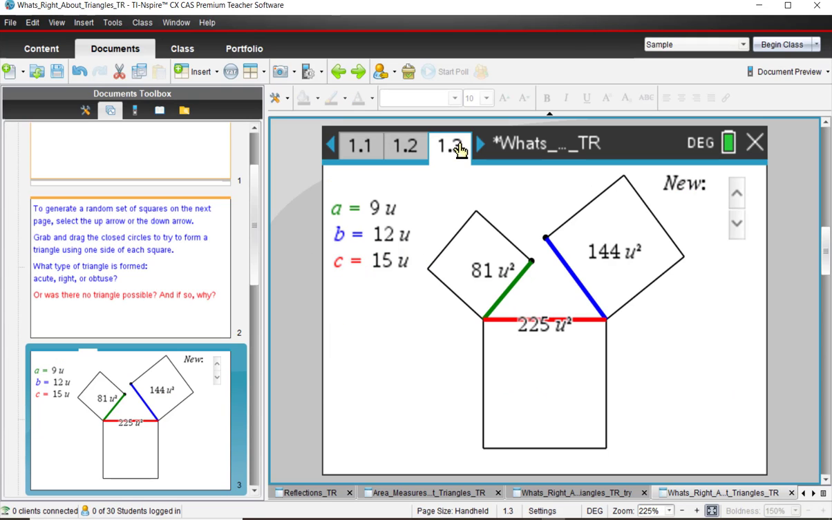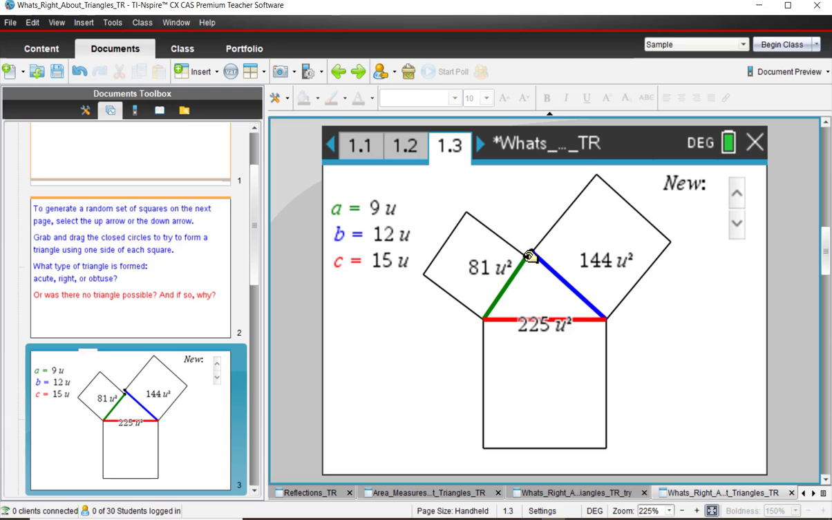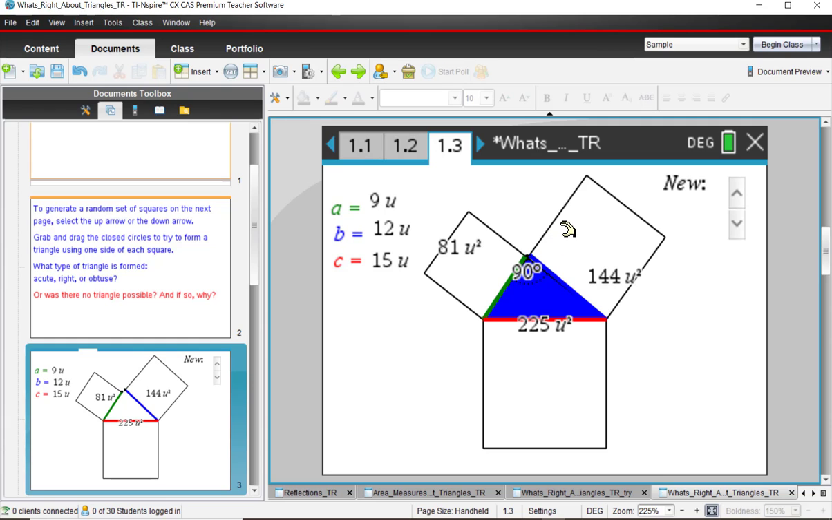So we'll go to page 1.3. The side lengths are 9, 12, and 15. See the color coding there. The areas of the squares are 81, 144, and 225. I'm going to grab this black point here and pull it and try to make these meet. I've got to pull around a little bit. Oh, and there we go. A little bit of finagling, but 90 degrees.